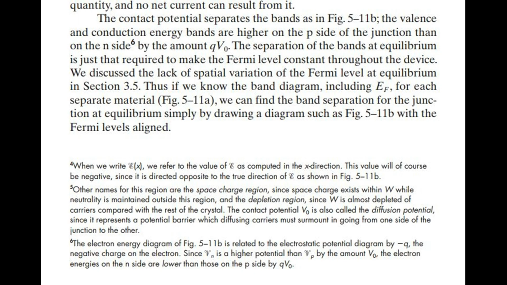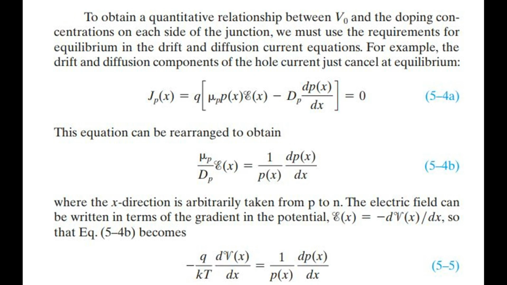Thus, if we know the band diagram, including the Fermi level, for each separate material, Fig. 5-11a, we can find the band separation for the junction at equilibrium simply by drawing a diagram such as Fig. 5-11b with the Fermi levels aligned. To obtain a quantitative relationship between V0 and the doping concentrations on each side of the junction, we must use the requirements for equilibrium in the drift and diffusion current equations.